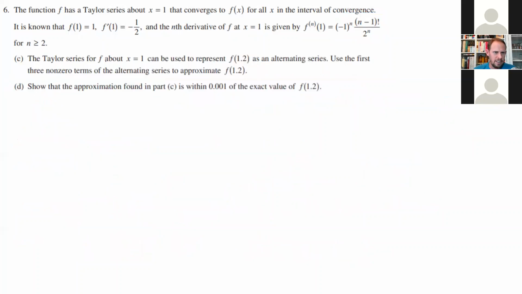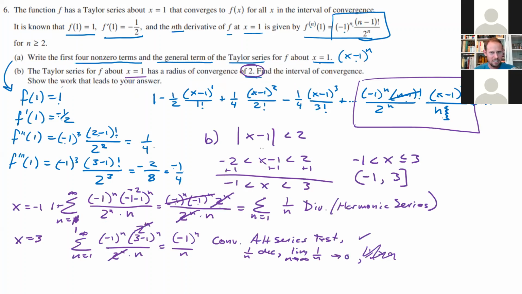Part C. The Taylor series for f at x equals 1 can be used to represent f of 1.2 as an alternating series. Use the first 3 non-zero terms of the alternating series to approximate f of 1.2. I need to go back really quick anyway, because I need the first 3 non-zero terms. There's my first 3 non-zero terms.